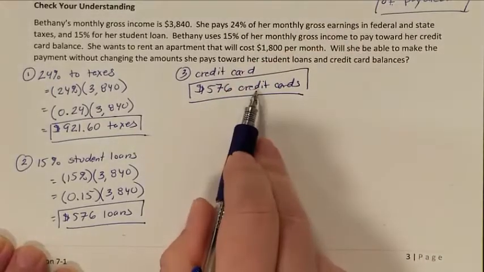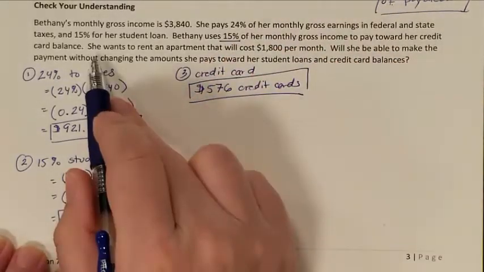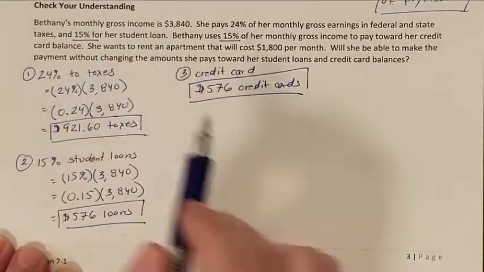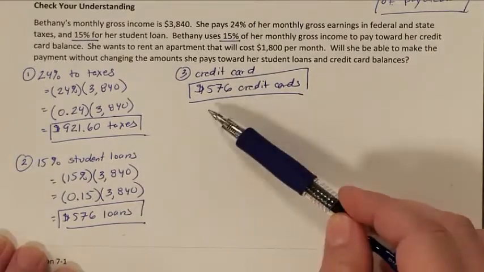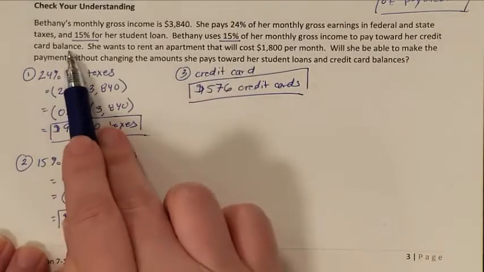So where did this come from? It says that 15% goes to her credit card balance. Well, we already figured out what 15% was because 15% is going to student loans. These are the same percentage, which meant the same amount of money is going to both student loans and credit cards. So now she paid her credit card balance.